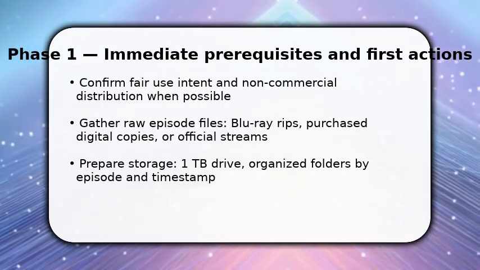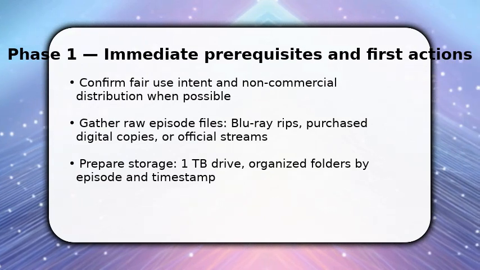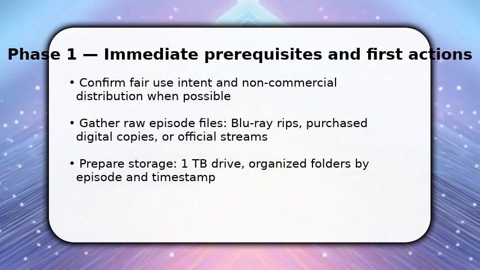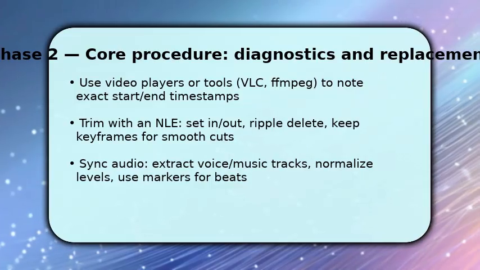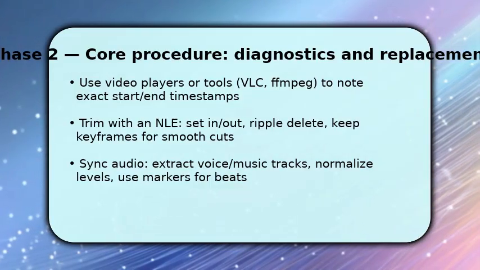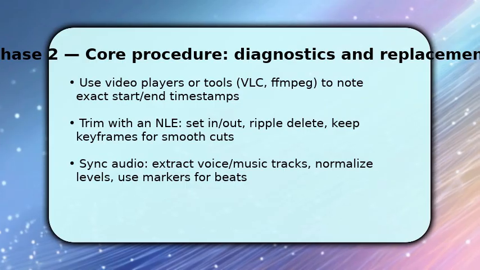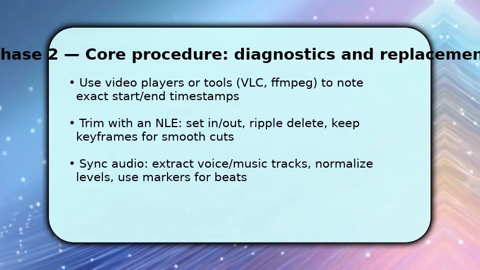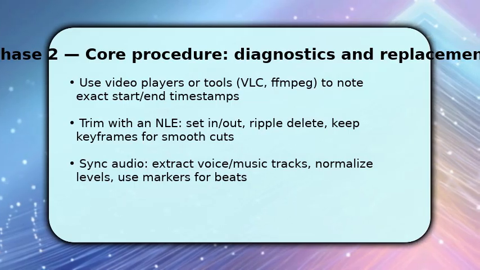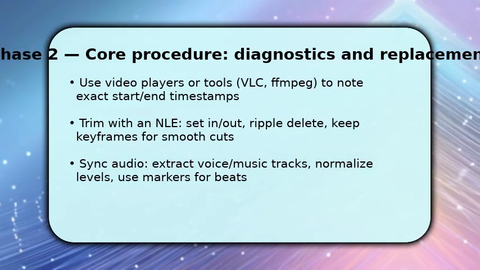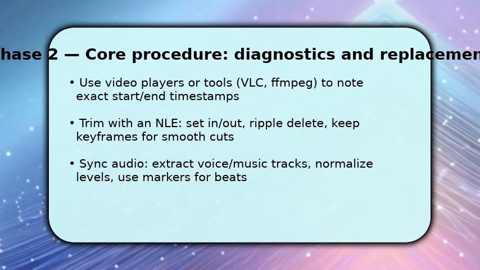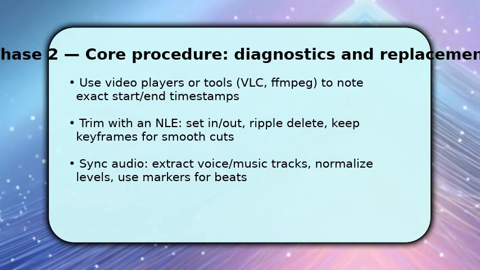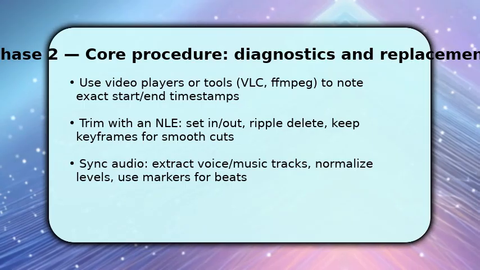Now, open your editing project and import only the clips you will actually use. Once done with sourcing, extract precise moments using VLC or FFmpeg. Write down exact start and end timestamps so you can batch export later. Then import into your NLE, set in and out points, enable snapping, and remove excess with ripple delete to retain timeline flow. Make sure to keep clips on keyframes to avoid frame blending issues.